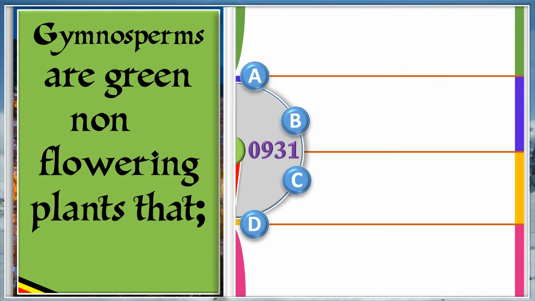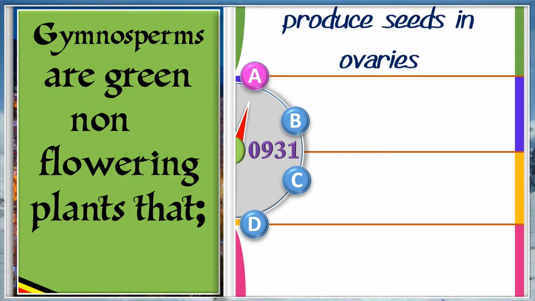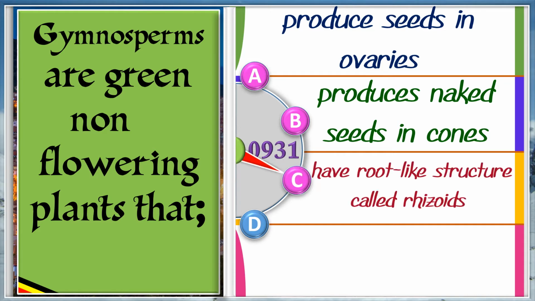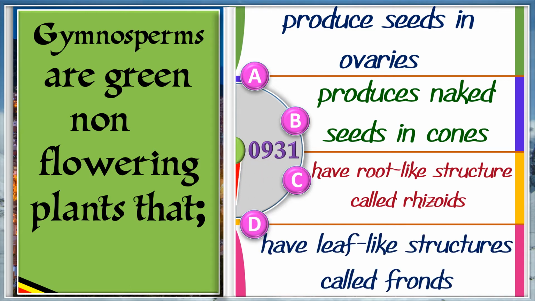Gymnosperms are green non-flowering plants that: A. Produce seeds in ovaries. B. Produce naked seeds in cones. C. Have root-like structures called rhizoids. D. Have leaf-like structures called fronds. And the answer is B. Produce naked seeds in cones.